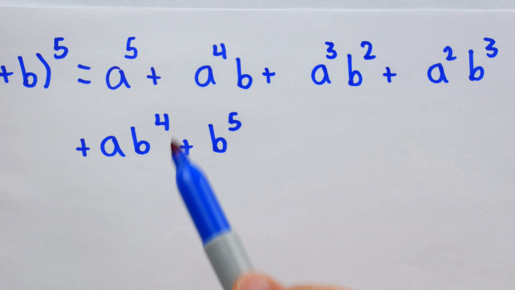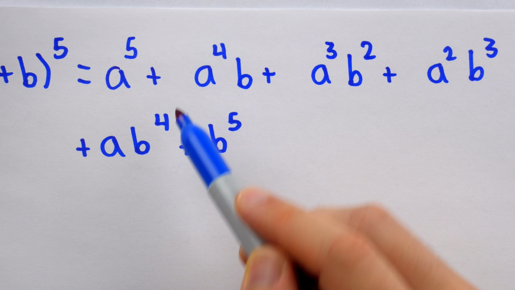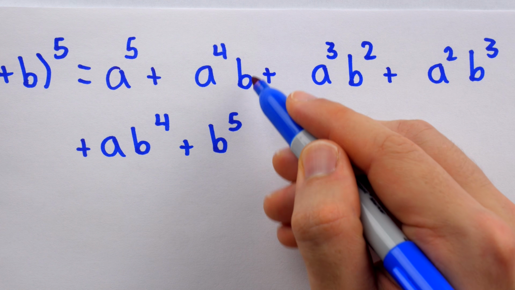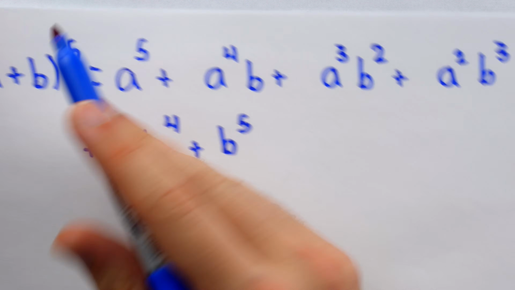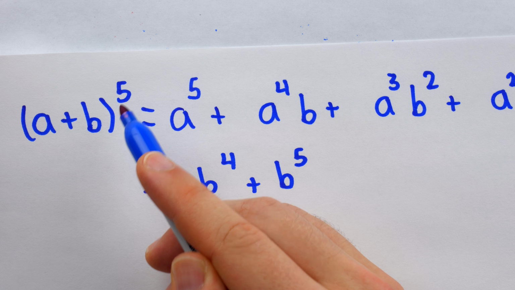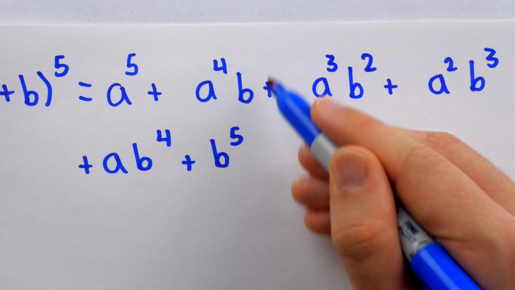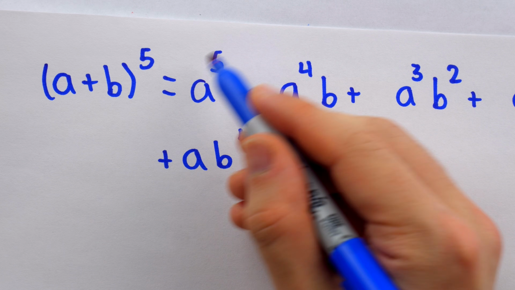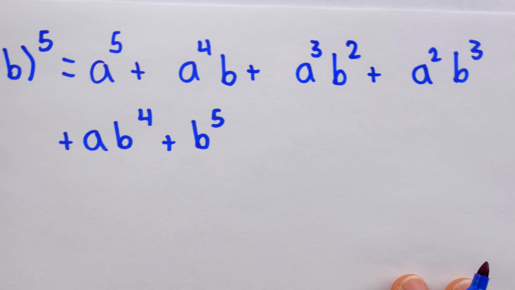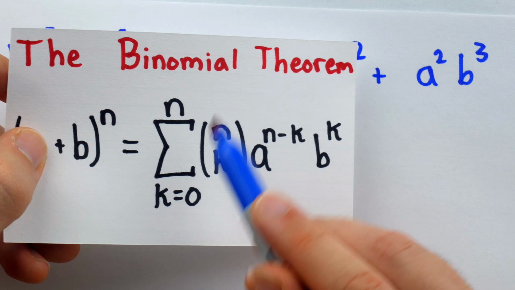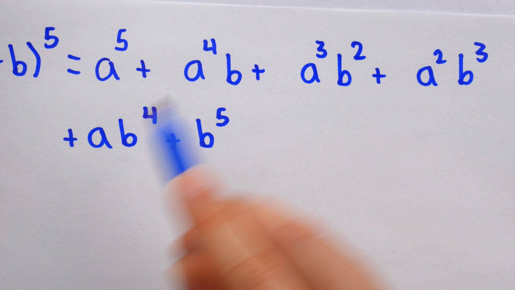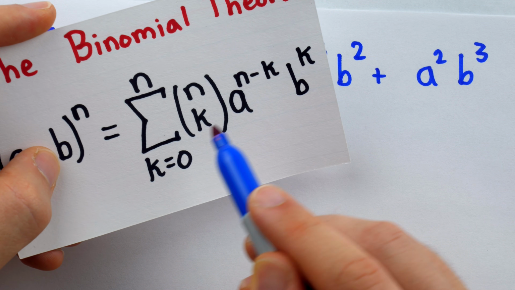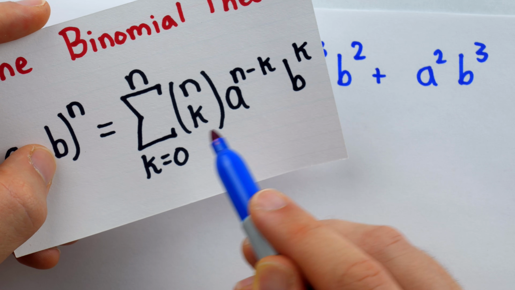n choose k. For example, this coefficient here would be 5 choose 1, the number of ways we can choose one factor of b from a total of 5 factors. The coefficient of the next term would be 5 choose 2, the number of ways we can choose 2 factors of b from a total of 5 factors. As a result of the relationship here between combinations and the coefficients of an expanded binomial, you'll often see these things also called binomial coefficients instead of just combinations.